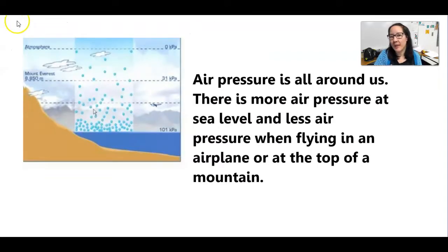As a real-life example, air pressure, which is the pressure that the atmosphere is bearing down on top of us, exists. Air pressure is all around us. There is more air pressure at sea level, which is lower down in the atmosphere, and less air pressure the higher you are in the atmosphere, so like where a plane flies. And then as you move on out into space, then there ends up being zero air pressure once you get beyond the atmosphere.